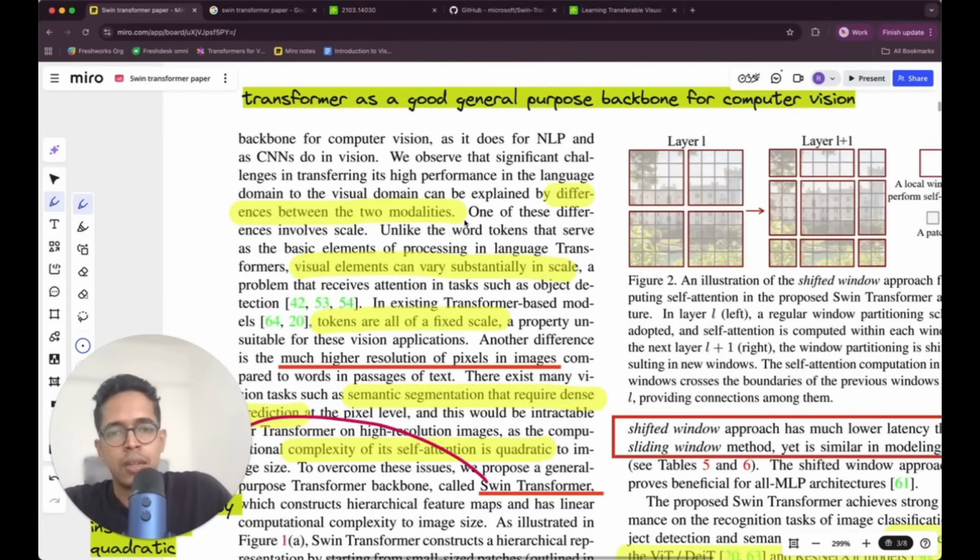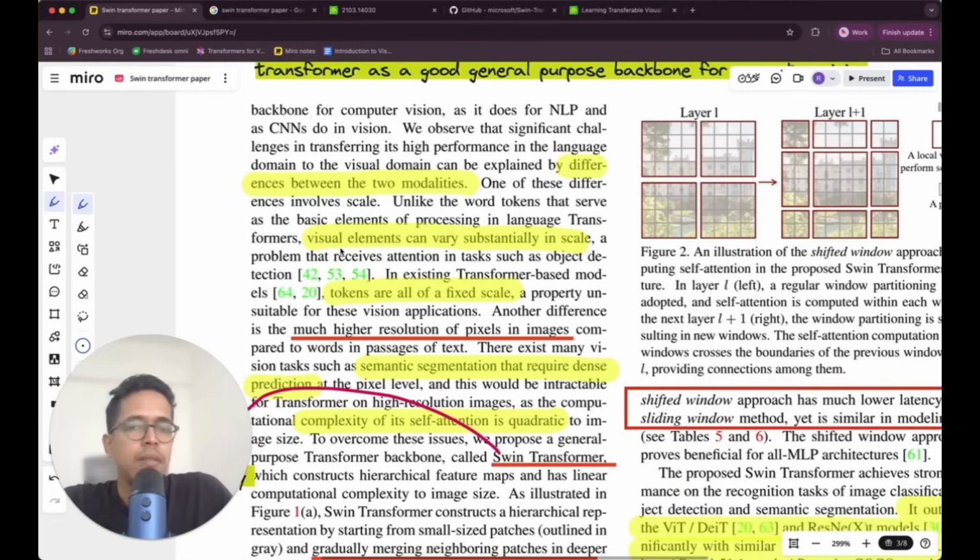Text and image. One of these differences involves scale. Unlike the word tokens that serve as basic elements of processing in language transformers, visual elements can vary substantially in scale, a problem that receives attention in tasks such as object detection. In existing transformer-based models, tokens are all of fixed scale. We know that tokens are words or subwords in most of the transformers, a property unsuitable for these vision applications.